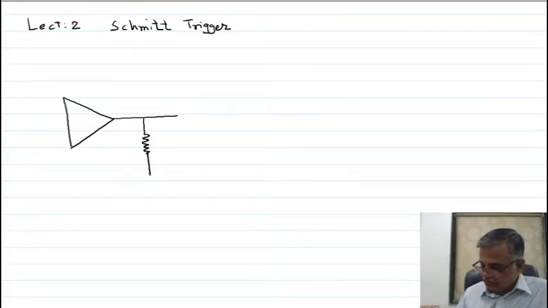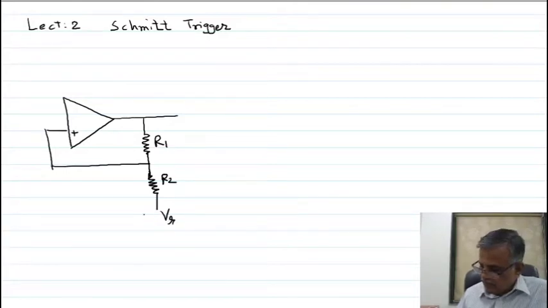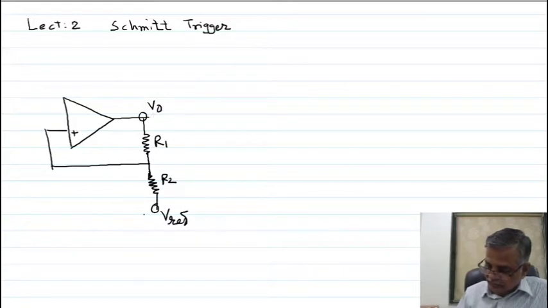This is the circuit we have discussed. This is a feedback. Put your written V reference voltage. This is your output voltage. Here is your input signal, you are giving Vi.